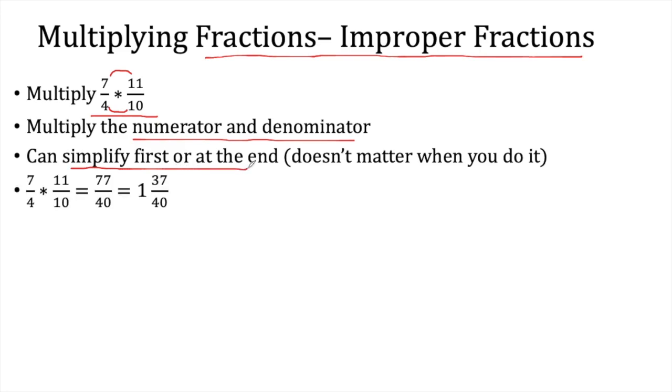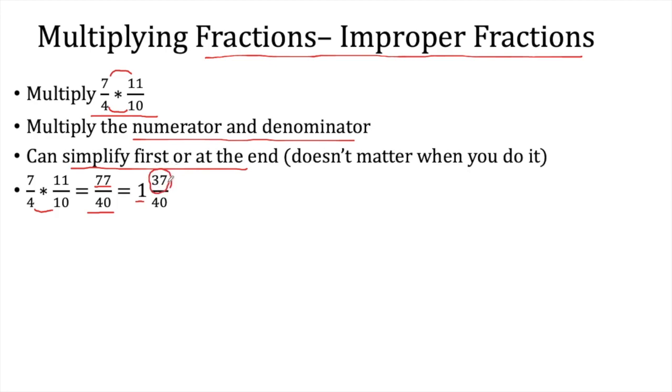So this one cannot be simplified, so we just multiply the numerators, which gives us 77, and the denominators multiplied together give us 40, because 4 times 10 is 40. And this cannot be simplified further, as the numerator and denominator do not have any common factors, so we just write it in mixed number form as 1 and 37 divided by 40, because 40 goes into 77 once and the remainder is 37.